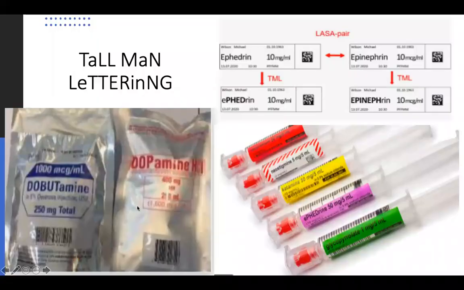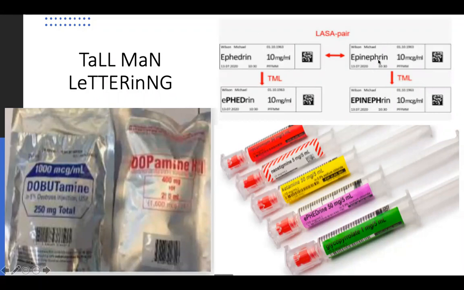Another way as well for preventing errors on drawing drugs is a system called Tall Man lettering. It's also internationally recognized. And if you look at the picture on the left, this is dobutamine and the other one is dopamine. It's easy to distinguish them because of the colors, and also the use of Tall Man lettering helps you to distinguish them. I want to take you to the picture on the right corner, ephedrine and epinephrine. Okay, in South Africa, thank God we don't have epinephrine. We call it adrenaline. But if you were in America, they call it epinephrine.